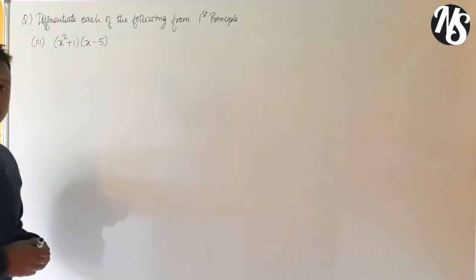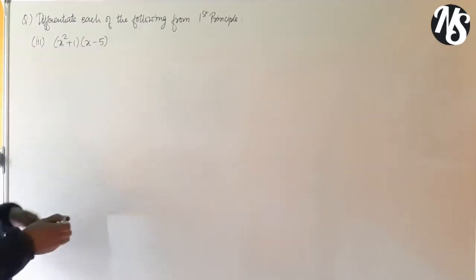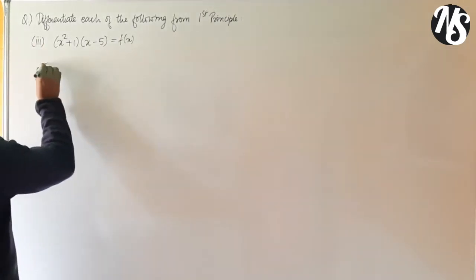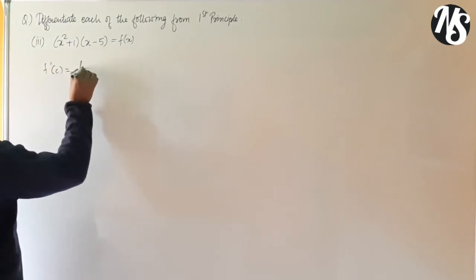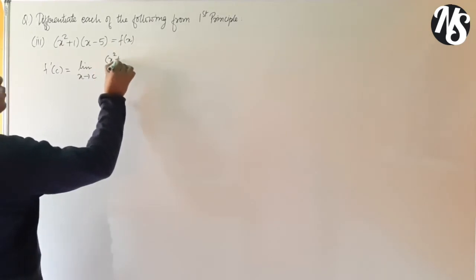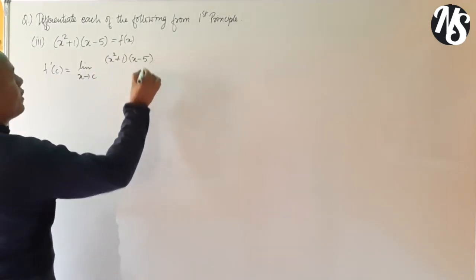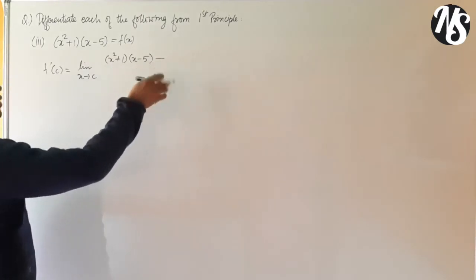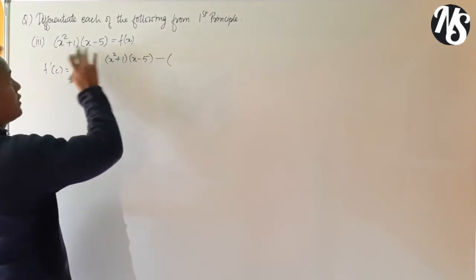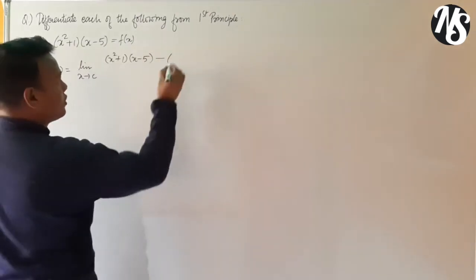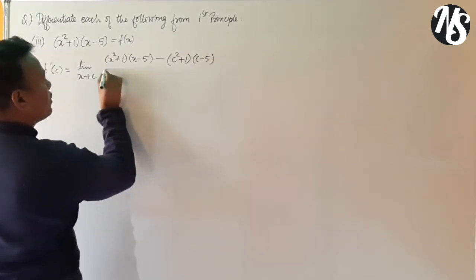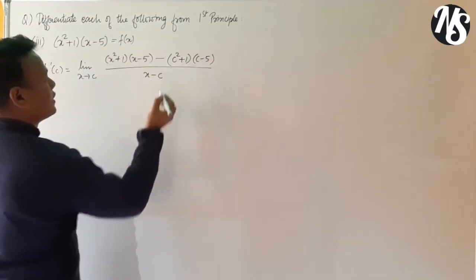Okay, so let's have this problem now. So this is your fx. So f dash of c will turn out to be limit x tends to c of fx, that is (x square plus 1) into (x minus 5), minus fc. So fc becomes, instead of x you just replace by c, so this becomes (c square plus 1) into (c minus 5), divided by x minus c.